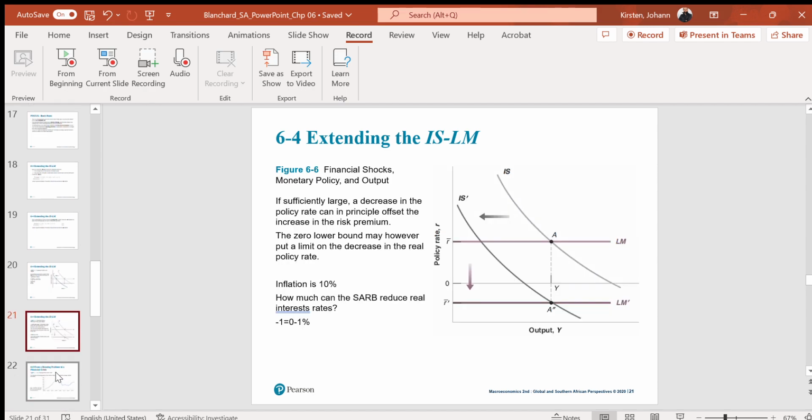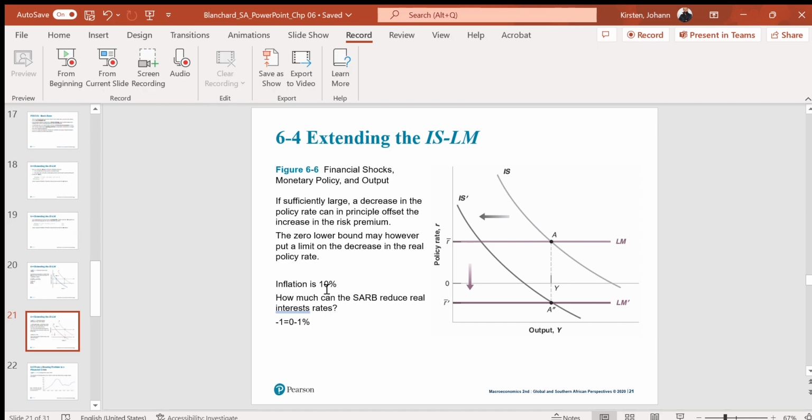And that's what we see here. So if significantly large, a decrease in the policy rate can in principle offset the increase in the risk premium. The zero bound, however, may put a limit on a decrease in the policy rate, okay? Again, if you don't really have the room to decrease the real interest rate, or the policy rate, then you're going to have a problem.